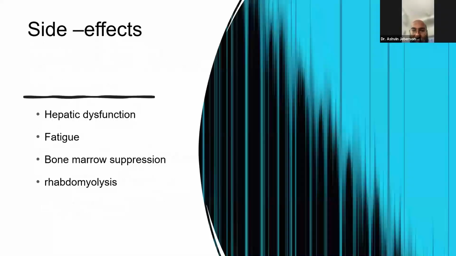Next slide, please. So the side effects that you're mainly worried about are hepatic dysfunction, then fatigue, and then bone marrow suppression, and sometimes we can have rhabdomyolysis. Next slide, please.